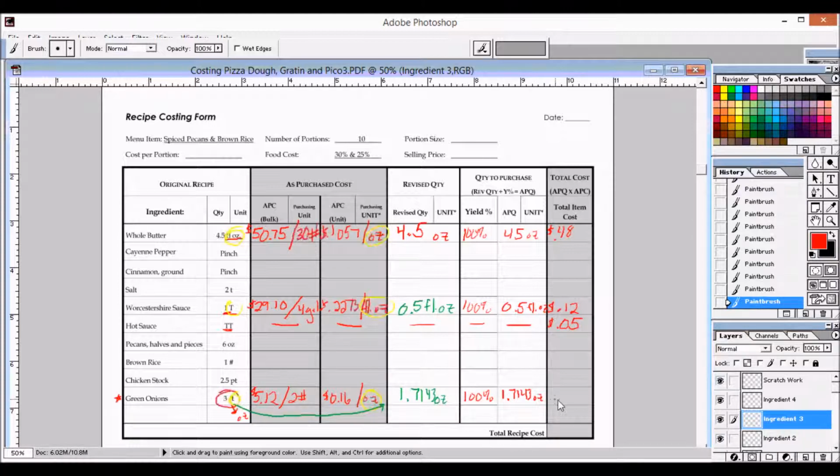So for our final cost, all we're going to do is take the 1.7143 and multiply it by the 0.16. That gives us 0.274288, which we can round off to 28 cents. So it'll cost us about 28 cents to buy those 3 green onions. Or more appropriately, we've already spent the $5.12, and for this recipe, we're going to recoup 28 cents.